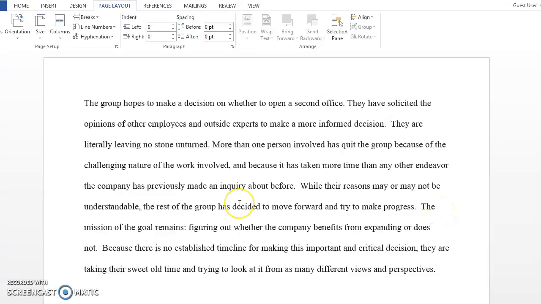They are literally leaving no stone unturned. I know this is a fashionable word, but we should really only use it to differentiate from a figure of speech. And since no one here is actually turning stones over, we're going to get rid of it.